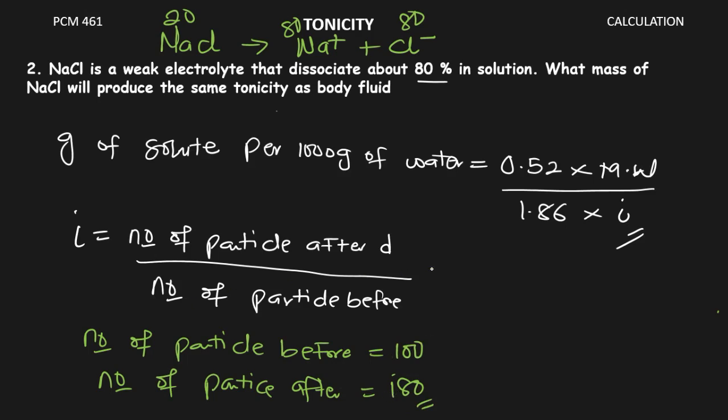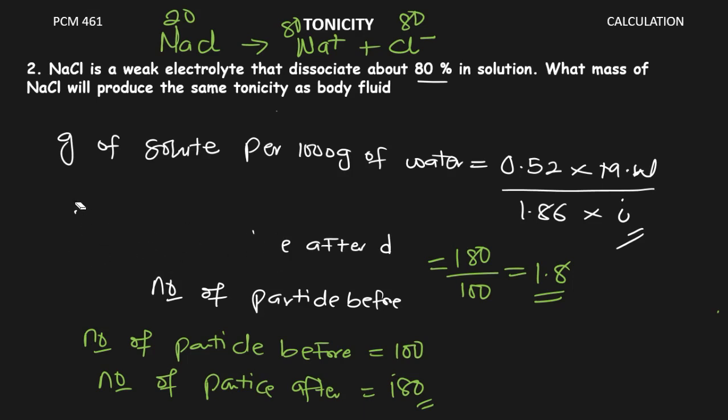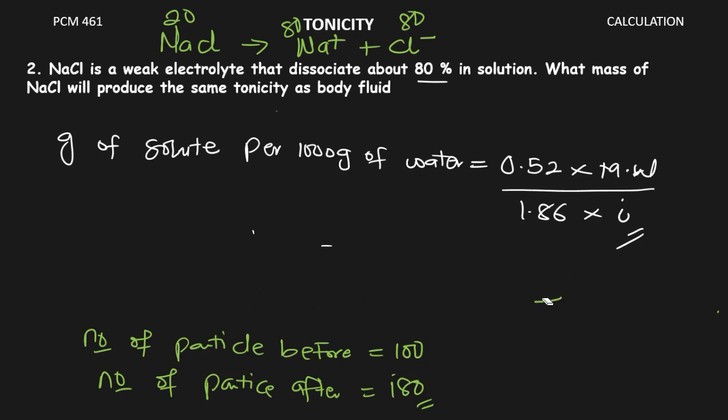Now, our dissociation constant, the dissociation factor, will be the number of particles after dissociation, which is 180, over the number of particles before dissociation, which is 100. So 180 divided by 100 gives 1.8. So our dissociation factor is 1.8. Now, if we substitute that into this equation, we can erase all this and substitute and see what we are going to get. So i is 1.8.